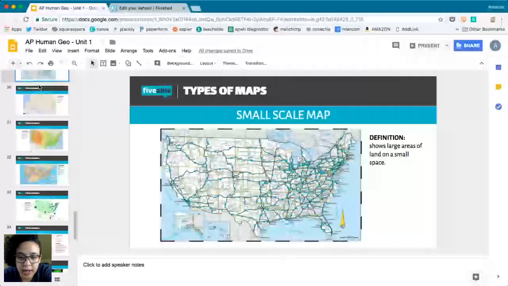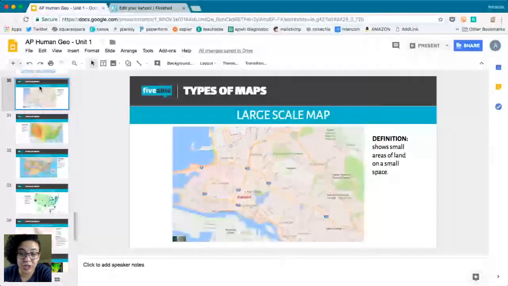Whereas a large scale map, you're zoomed in, right? This is showing a small area of land. So just like I told you, this is all about memorizing, right? If you can just memorize: large scale map is a small area, small scale map is a large area. It's just kind of opposite. All right, let's keep going.